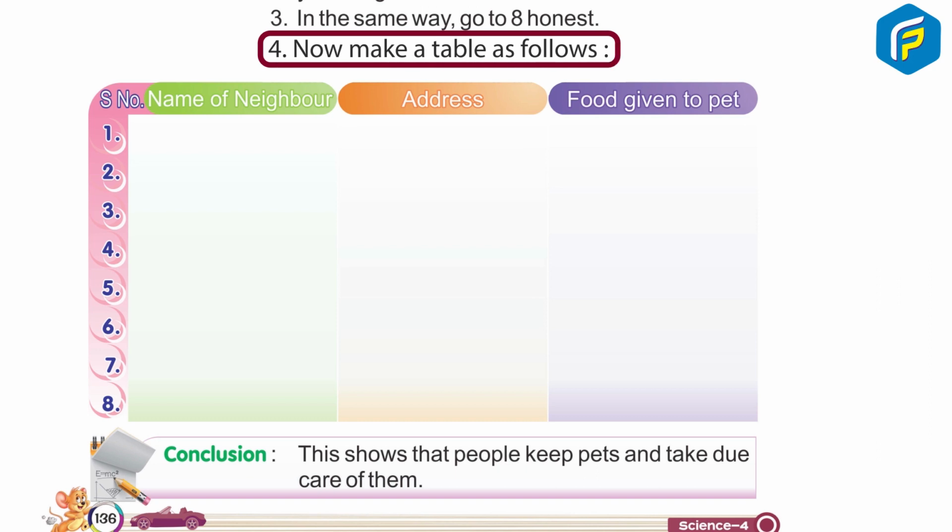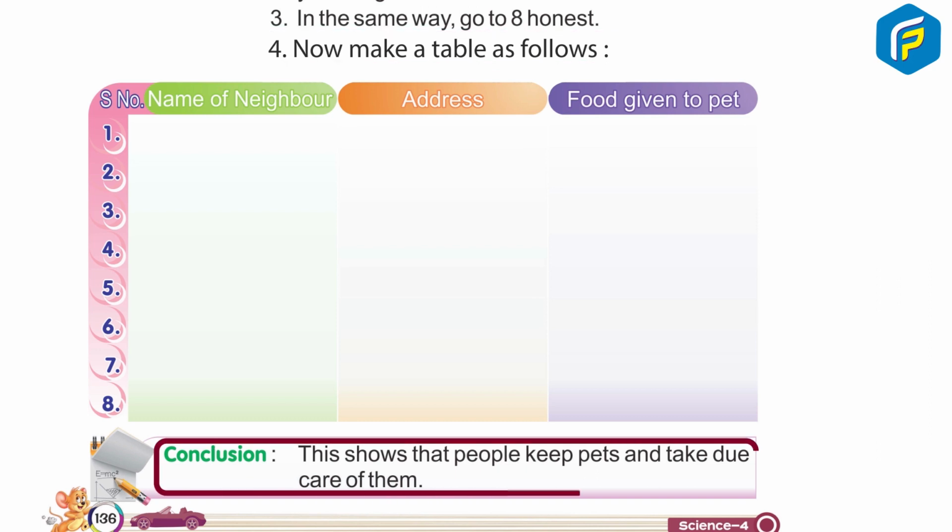4. Now make a table as follows. Conclusion: this shows that people keep pets and take due care of them.